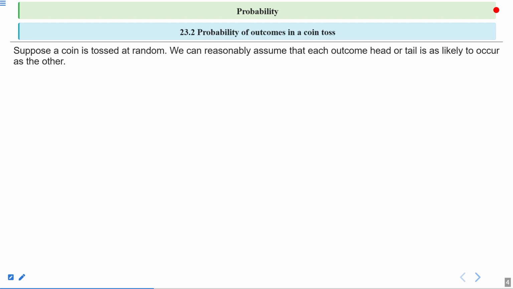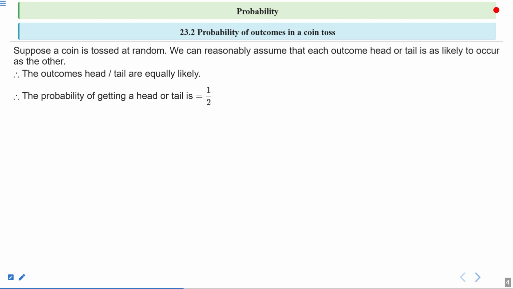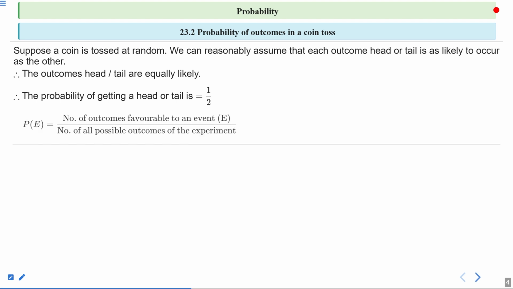Probability of outcomes in a coin toss. Suppose a coin is tossed at random. We can reasonably assume that each outcome, head or tail, is as likely to occur as the other. So the outcomes, head or tail, are equally likely, and the probability of getting a head or a tail is 1 by 2. So the probability of an event E is the number of outcomes favorable to the event E upon the number of all possible outcomes of the experiment.